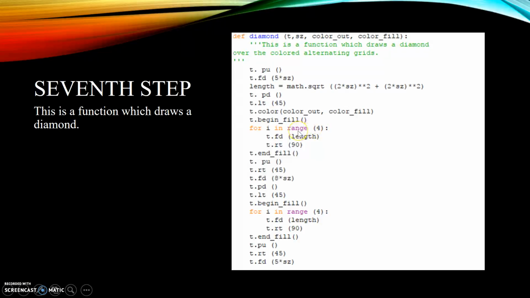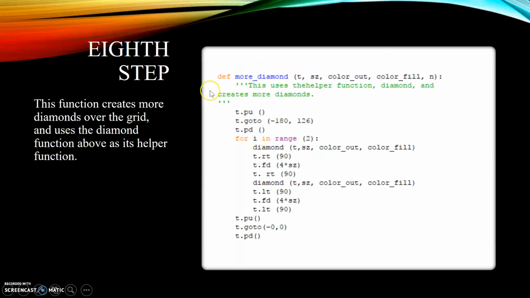So we wanted to repeat forward length and then right 90, 4 times. And the length is this square root, this weird number function. And then we begin fill, so we want it to be filled with a certain color. And after all that, we put the pen up and then we move it. And then we fill it again.